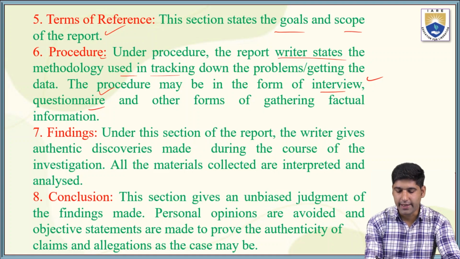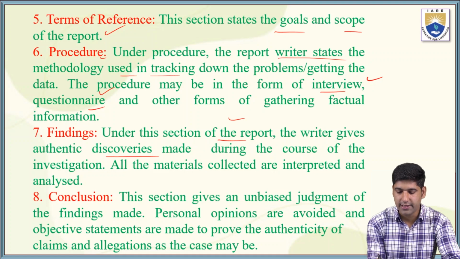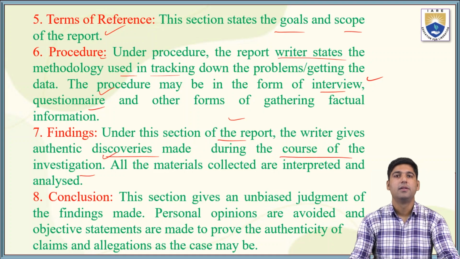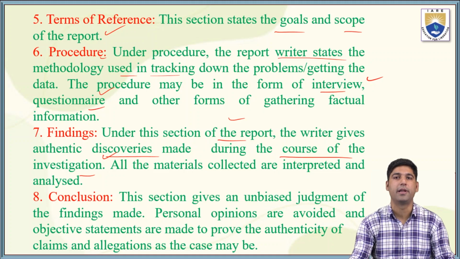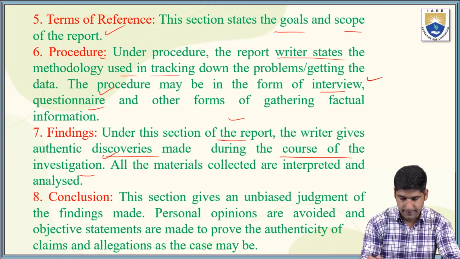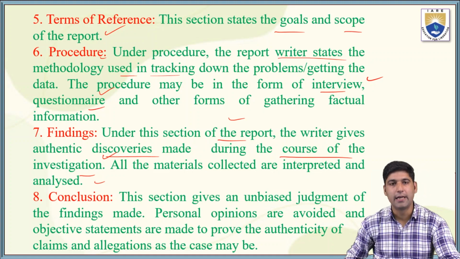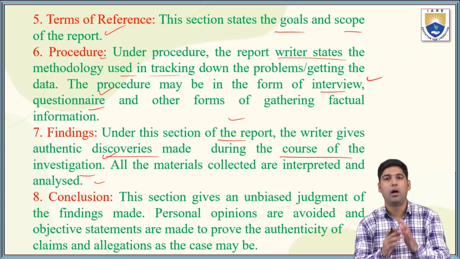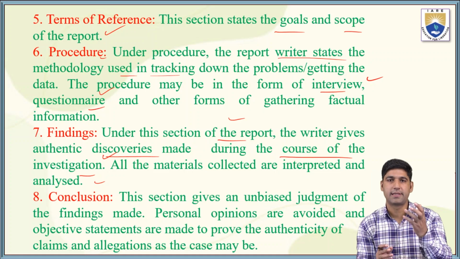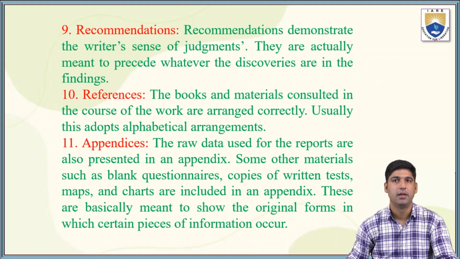Then we have findings. Under this section of the report, the writer gives authentic discoveries made during the course of the investigation. The writer writes the findings of the report. What are the findings of the report? Then conclusion, I told you it is unbiased judgment. All the important points are summed up in the conclusion. It's always short and it's authentic.